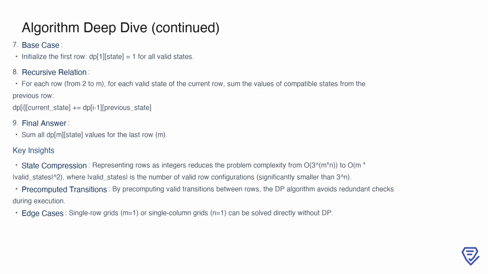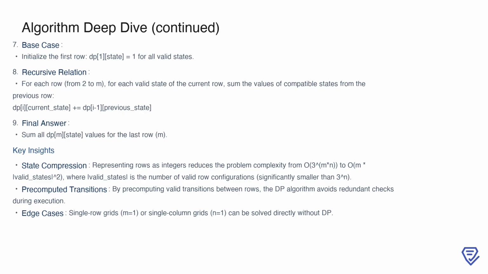The dynamic programming process begins with the base case. For the first row, we initialize DP[1][state] to 1 for all valid states, because any valid row configuration is possible at this point. From there, we use a recursive relation to build the solution row by row. For each row starting from the second, and for each valid state of the current row, we sum the values of compatible states from the previous row.